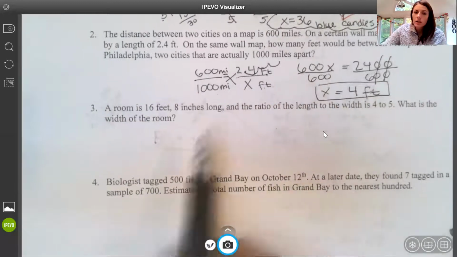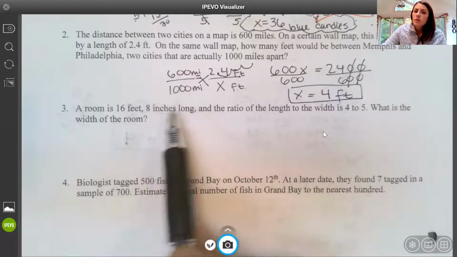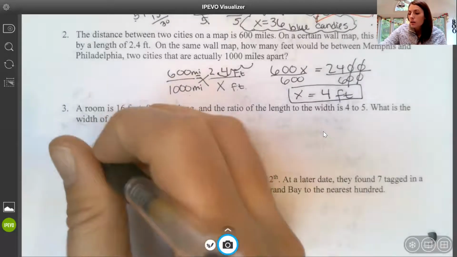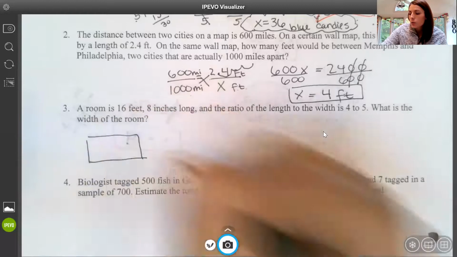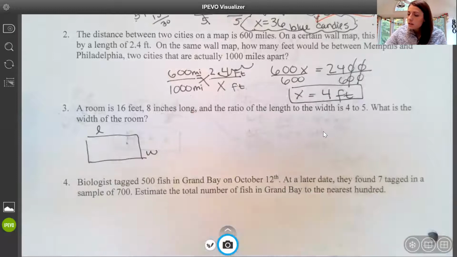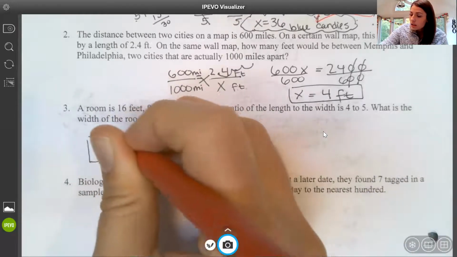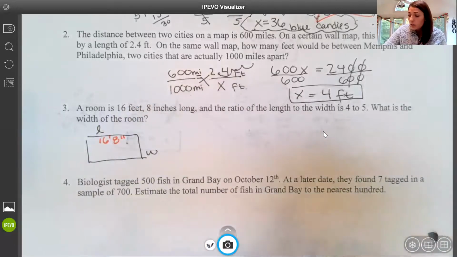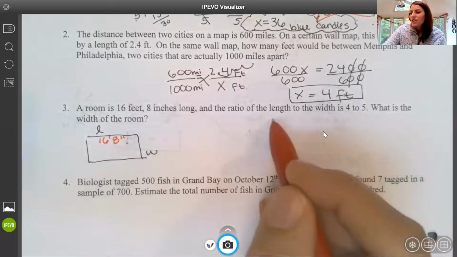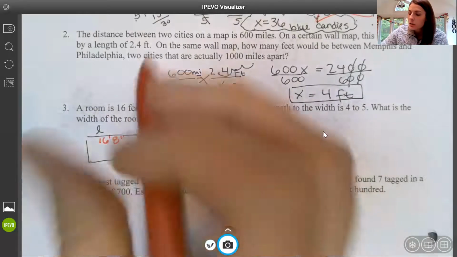This one's a little bit of a tricky one because there's two different units here at the beginning. So it says a room. So if I think about a rectangular room where I have length and width, the room is 16 feet 8 inches long. So 16 feet 8 inches long. The ratio from length to width is 4 to 5. So from length to width, that's kind of tricky because the length is actually shorter than the width, but my diagram's not the best.